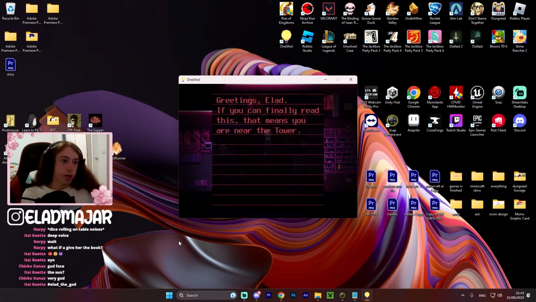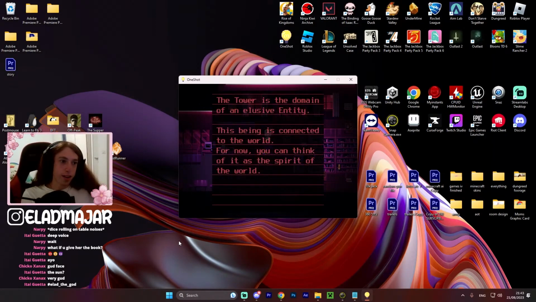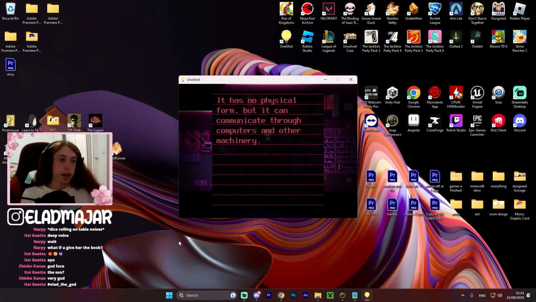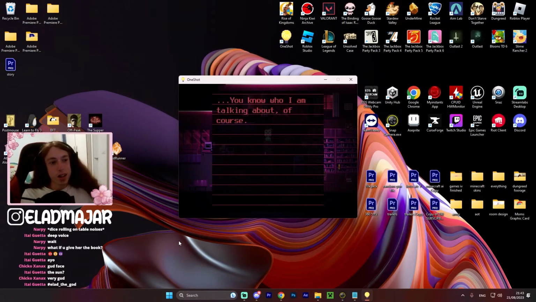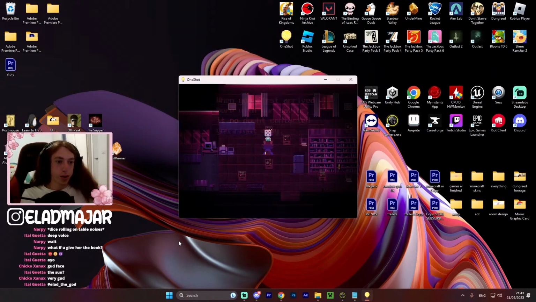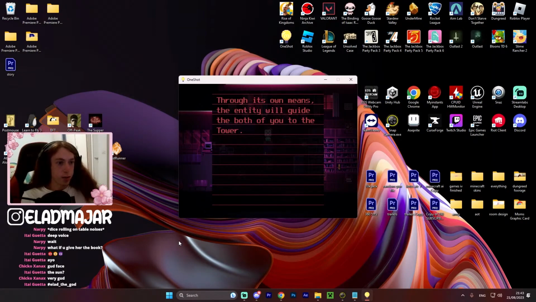Greetings, Elad. If you can finally read this, that means you are near the tower. The tower is the domain of an Elvis entity. This being is connected to the world. For now, you can think of it as the spirit of the world. It has no physical form, but it can communicate through computers and other machinery. Oh, you know who I am talking about, of course. When you first arrived here with our survivor, it no doubt contacted you right away. Through its own means, the entity will guide you both to the tower.